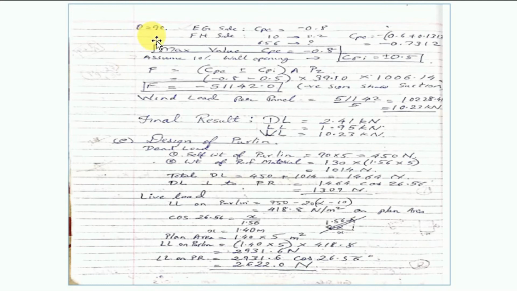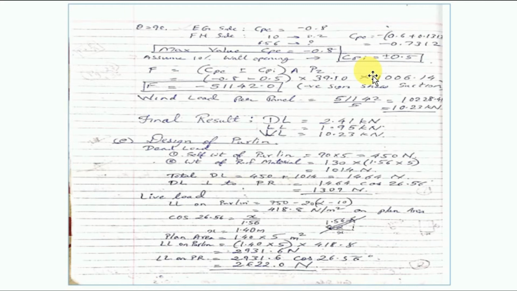sides. Now for angle 90 degree, EG side and EF side, using the code of IS 875 part 3 page number 16, it is given. By cross multiplying we are getting CPE as minus 0.731, the maximum value we are taking as minus 0.8. Assume 10% wall opening. Using the wall opening we are getting CPI, internal wind pressure, as plus or minus 0.4.